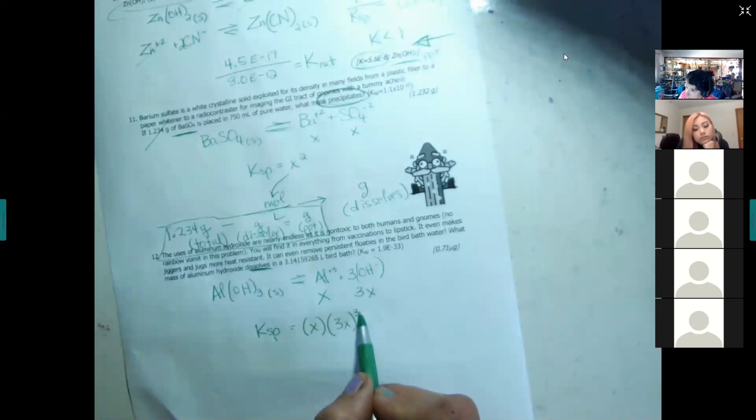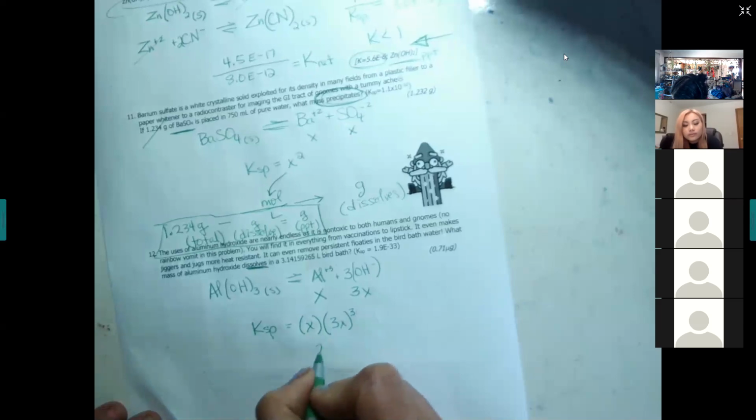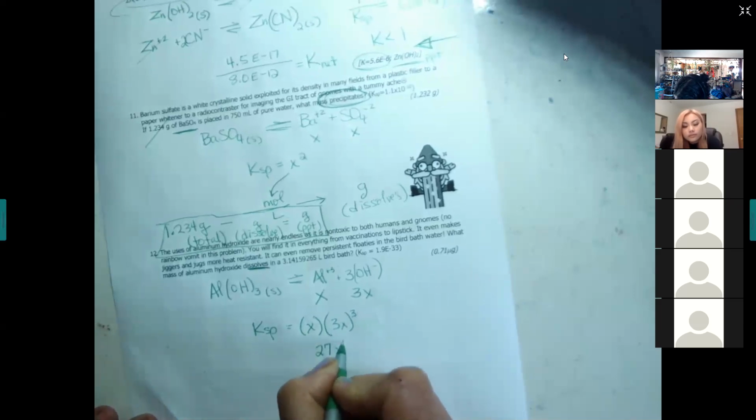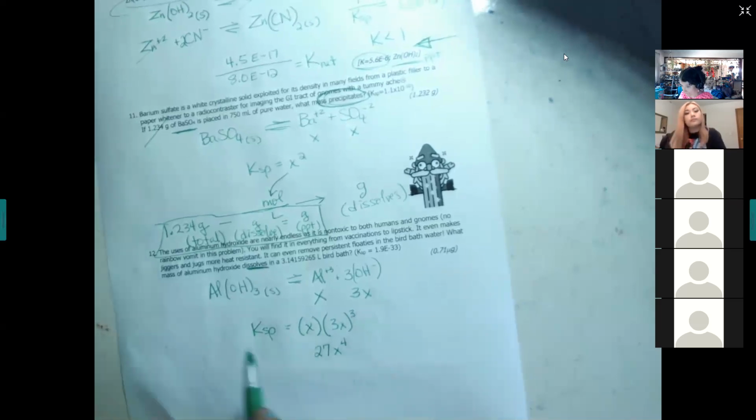3 cubed is not 9. That's usually when I do this live, 90% of the class is giggling because they had all made it 9. At some point, it is 3 times 3 times 3, so it's 27, and there are now 4 x's, so we get 27x to the 4th. We solve for x, and you know what to do. This does not have a subtraction, and you get your answer. That is how much dissolved. So make sure to read, it is asking how much dissolved.